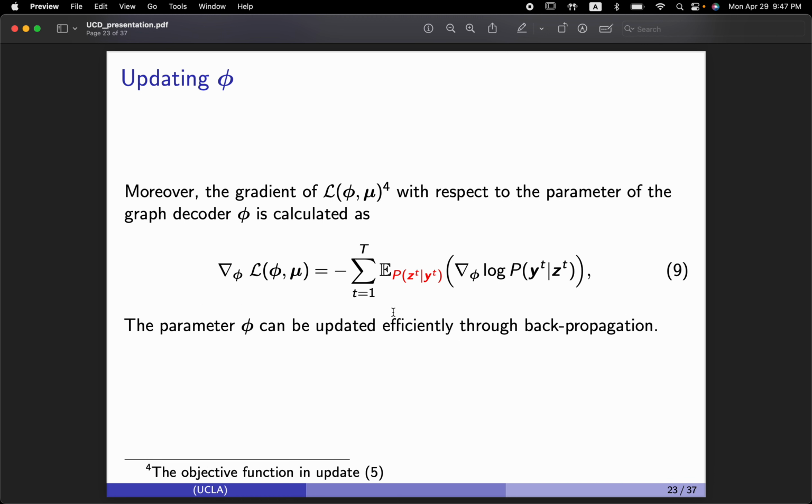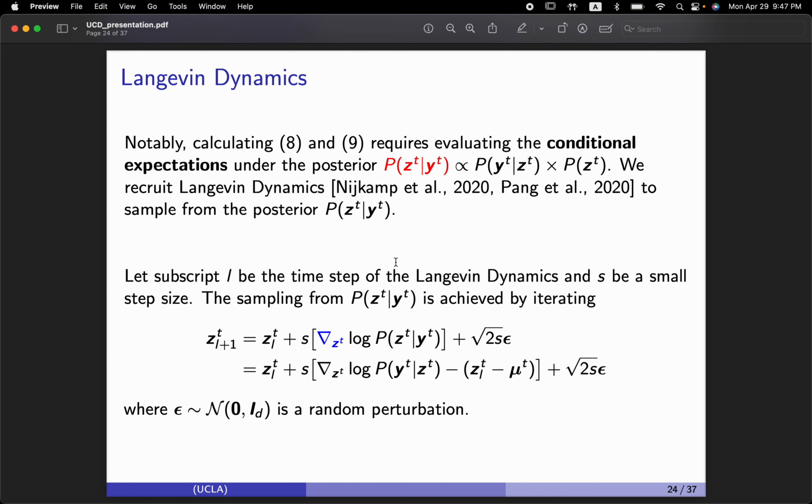And also for updating the neural network parameters, the gradients can be expressed in the following way. And also we need to evaluate the conditional expectation under the posterior distribution. Next, I'm going to talk about how we are going to draw samples from this posterior distribution to approximate the expectation. And essentially, we are going to use Langevin dynamics to sample from the posterior.